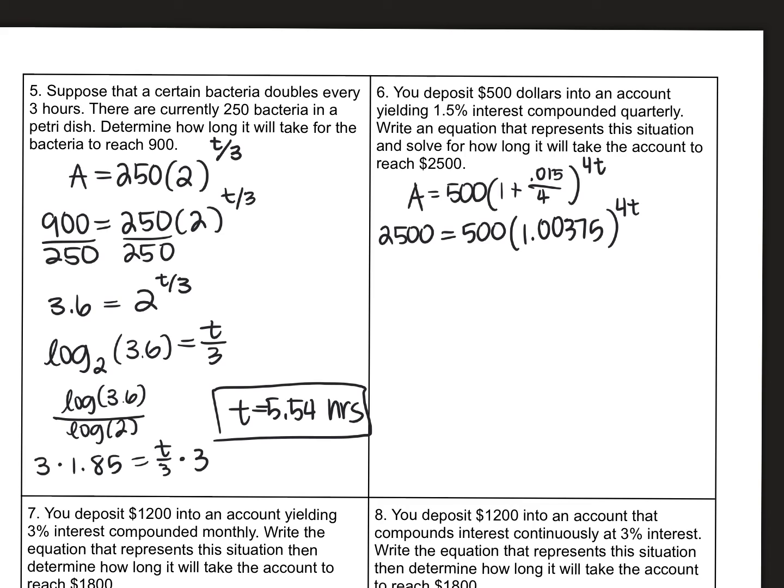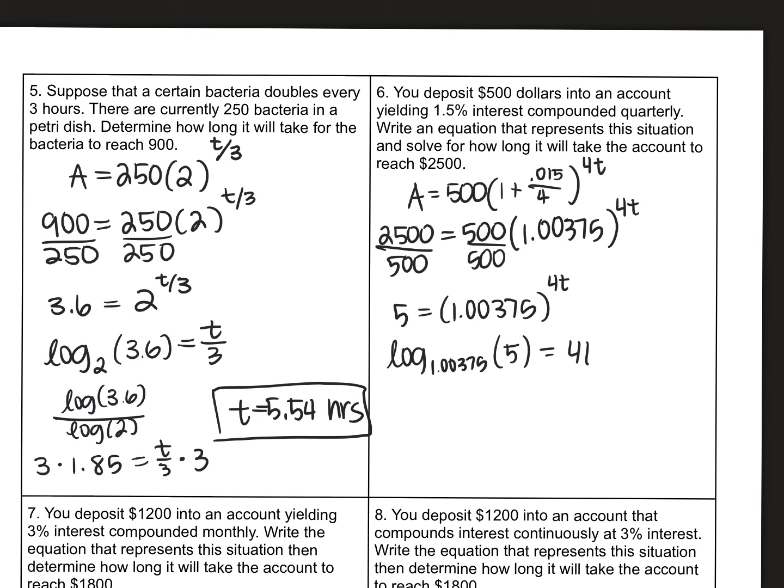Now we can treat it just like all of our other examples. So we'll divide by 500. We get 5 equals 1.00375 to the 4t. Whoops. Which becomes log base 1.00375 of 5 equals 4t. Change of base.